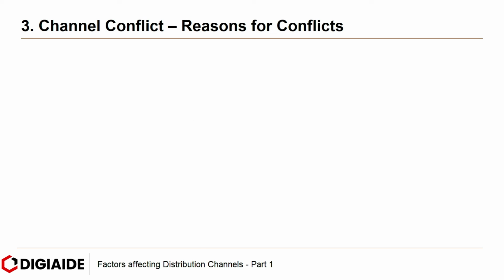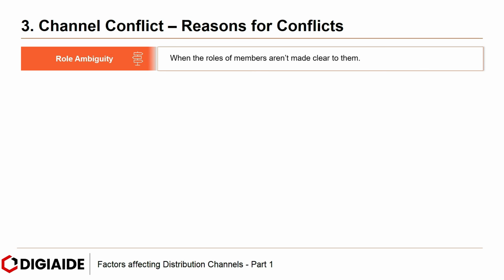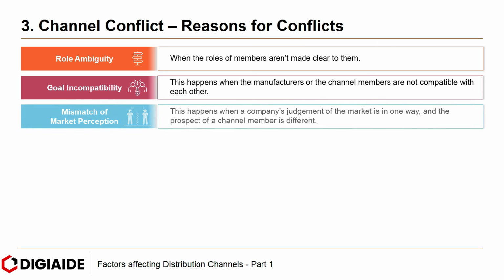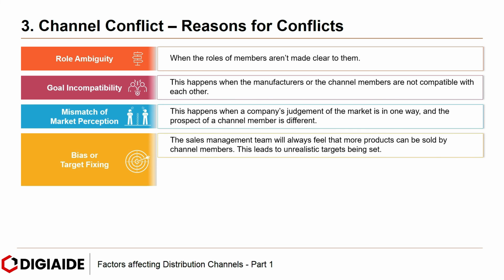Now moving on to reasons for conflicts. First, role ambiguity, when the roles of members aren't made clear to them. Second, goal incompatibility. This happens when the goals of the manufacturers and channel members are not compatible with each other. Third, mismatch of market perception. This happens when a company's judgment of the market is one way and the perception of a channel member is different. Fourth, bias or target fixing.